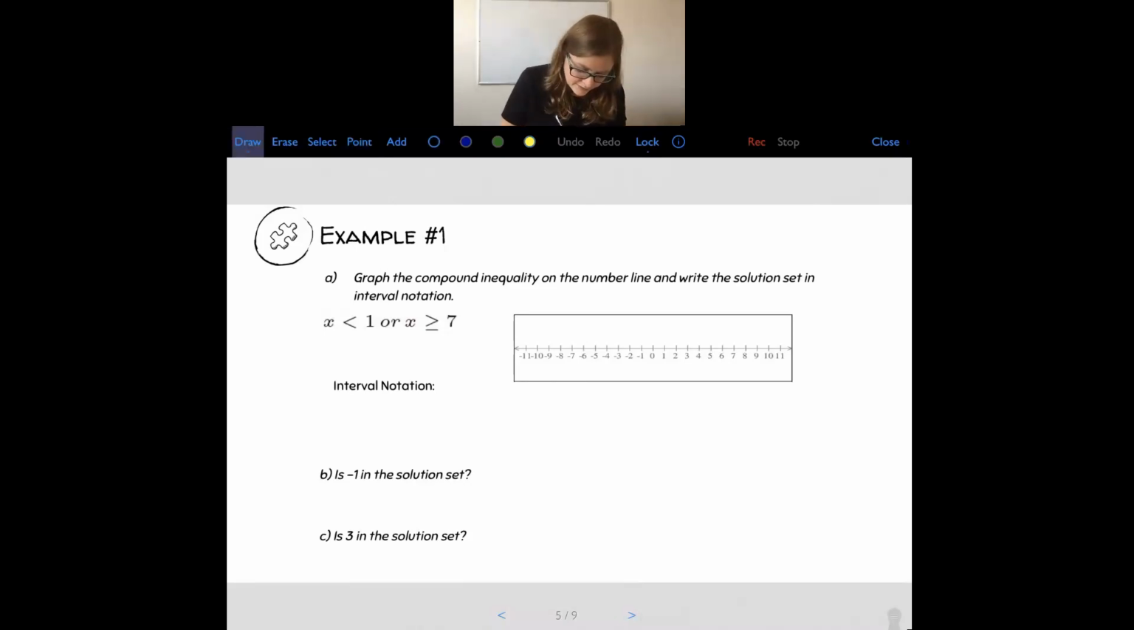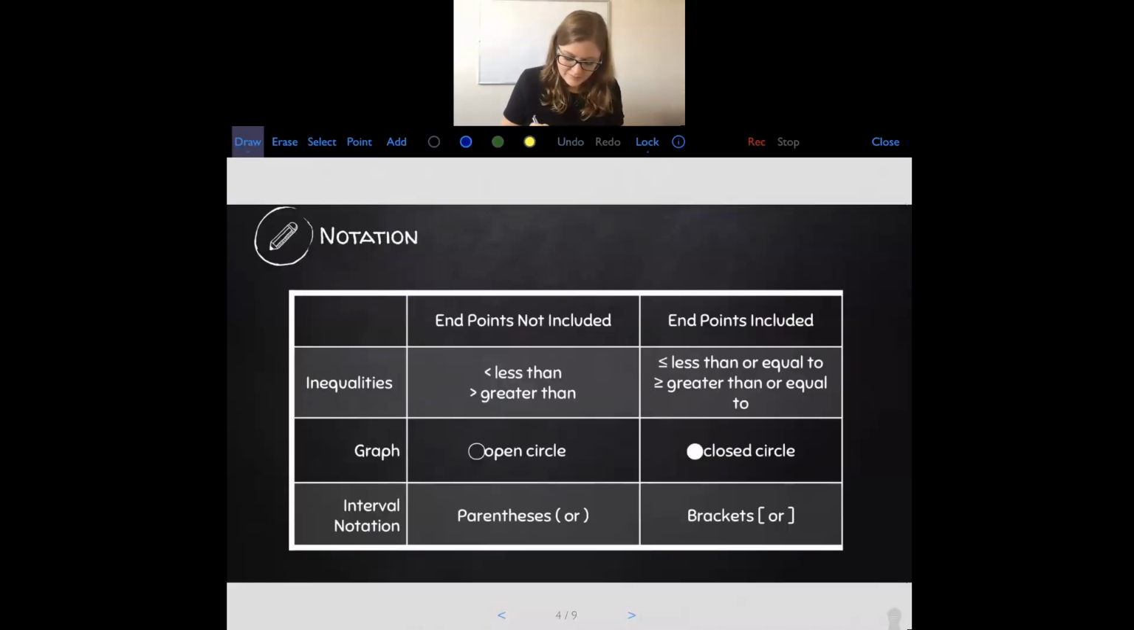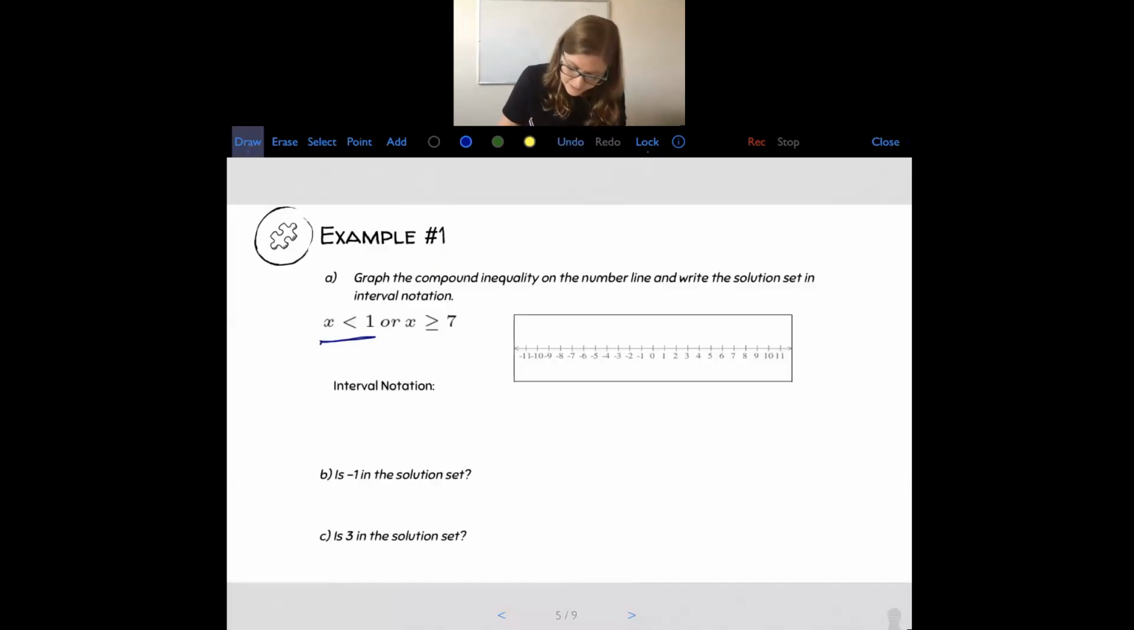So for the first one, let me use blue, x less than 1. This is a less than, and my endpoint is 1. So going back, less than means I get an open circle on the graph. And then values less than 1 would be 0, -1, -2, and so on. So this arrow would point to the left. For x greater than or equal to 7, there's the or equal to sign. So I put a closed circle at my endpoint, and we're talking about values bigger than 7. So this one right here is x less than 1. This one here is x greater than or equal to 7.